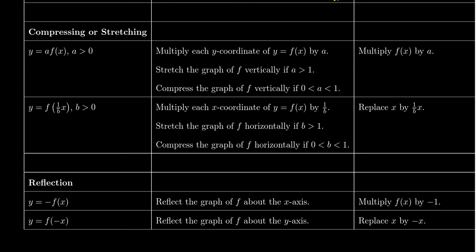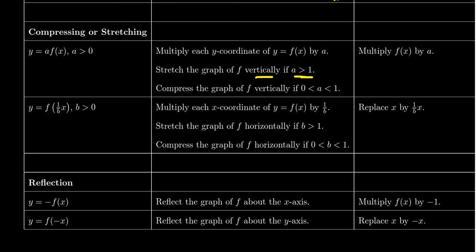But if we have a positive number, if you stick a positive number in front of the f of x, this is going to affect the y coordinate, and you're going to end up getting a vertical stretch or compression, right? The vertical stretching happens when a is bigger than 1. So if you multiply the y coordinate by something bigger than 1, it's going to get bigger. And this has the effect of a vertical stretch on the graph.